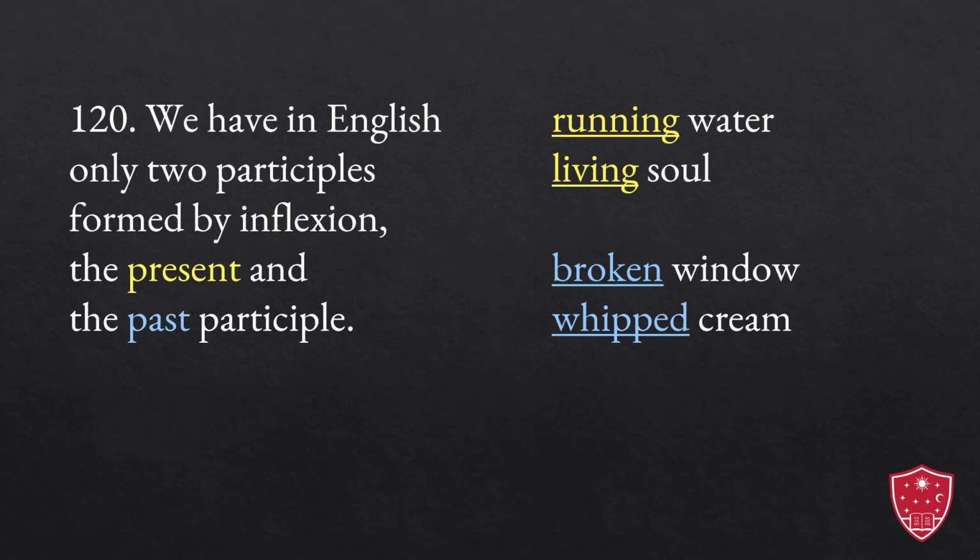We can see an example of these two kinds of participles by looking back at the examples we looked at in Article 119. We have in English only two participles formed by inflection, the present participle and the past participle. And notice that in the rule there, I put present in yellow and past in blue. And on the right, if we look at the examples, you can see the first two examples, which are examples of present participles. They're in yellow. And below that, we have two blue participles, and they're examples of past participles. So running and living are examples of present participles. Broken and whipped are examples of past participles.